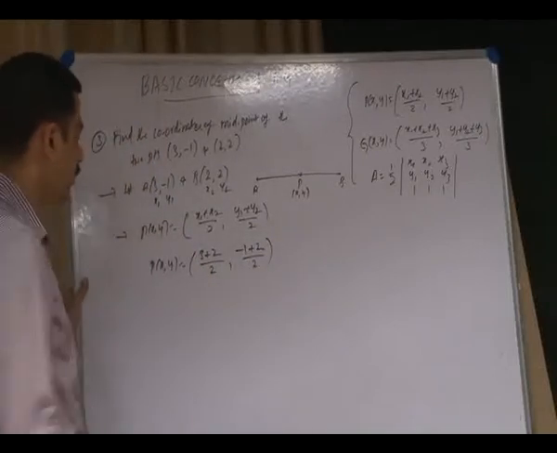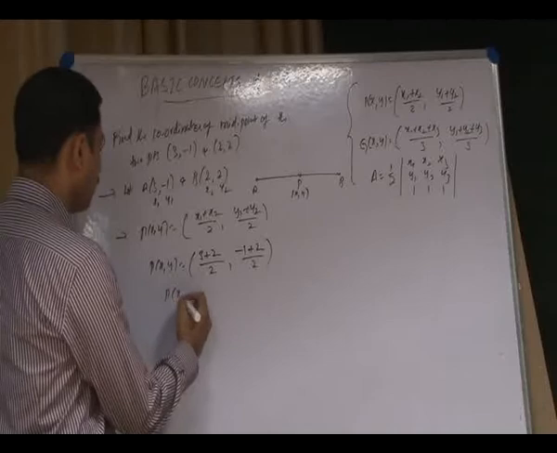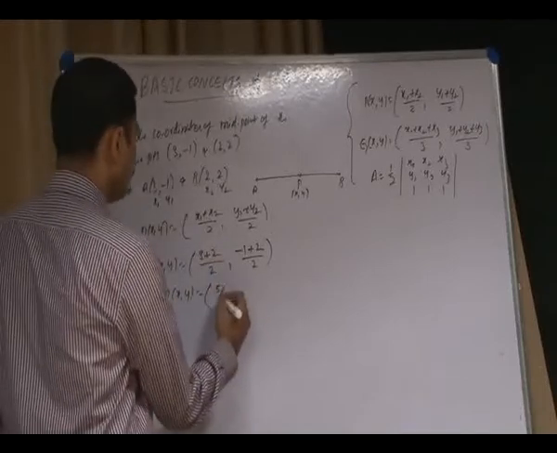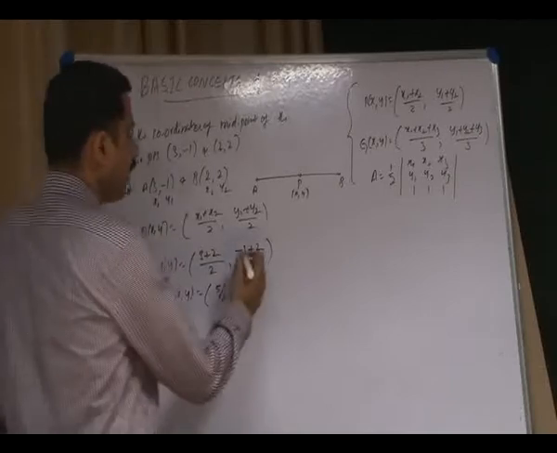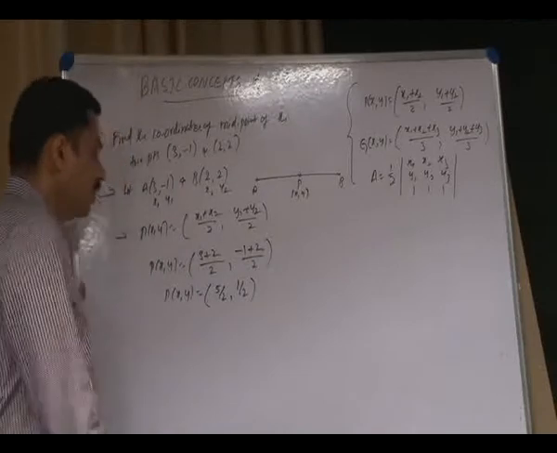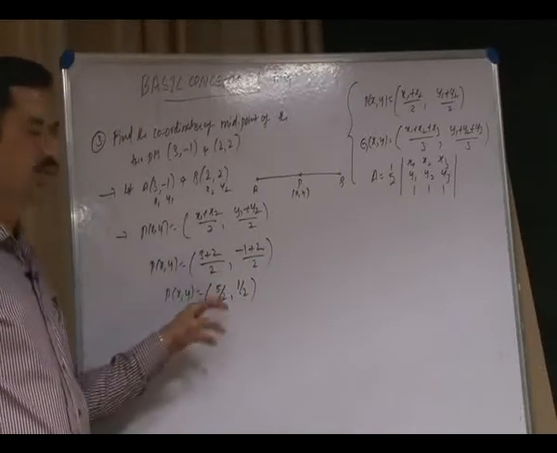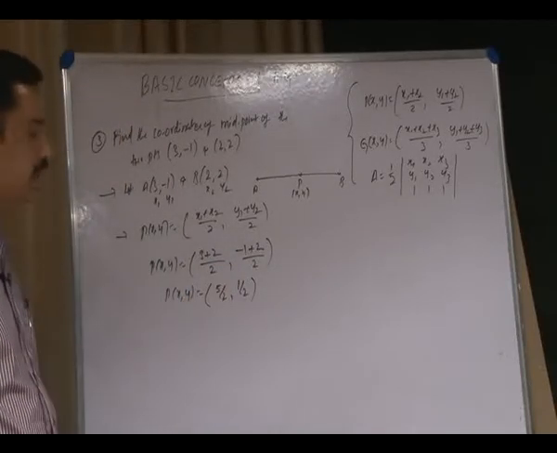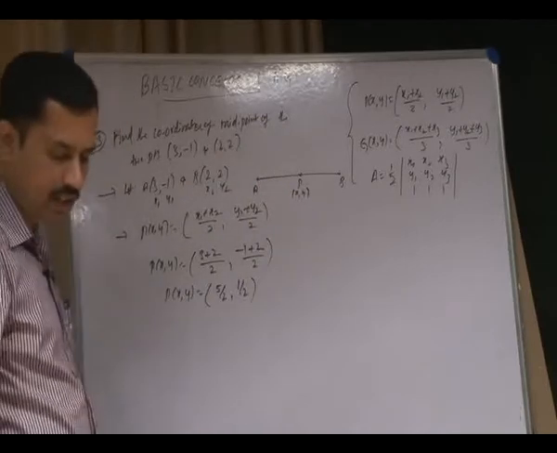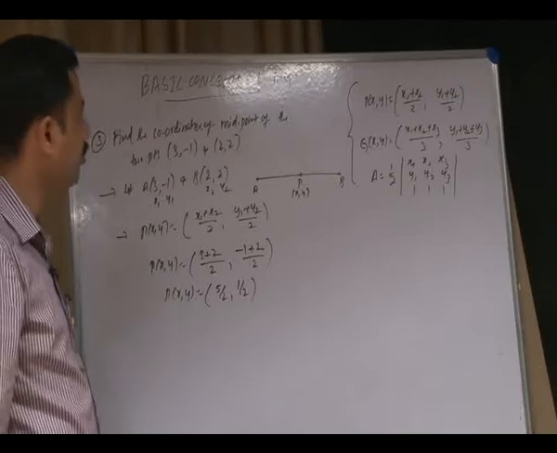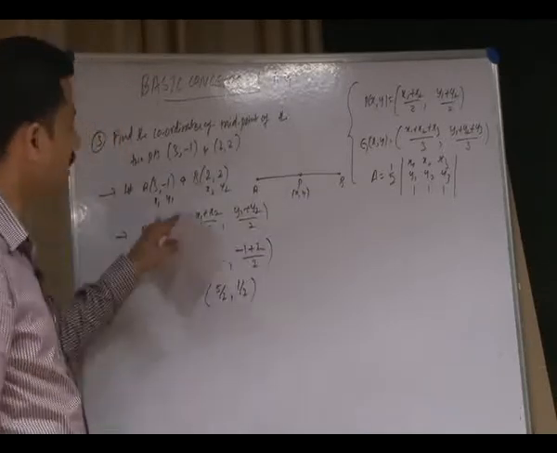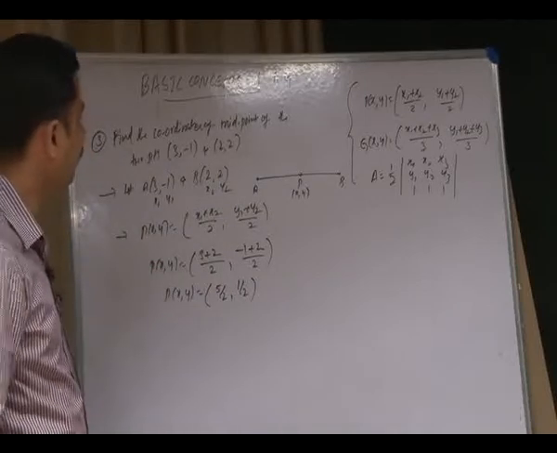On simplifying this we get the coordinates of midpoint P x comma y equal to 3 plus 2 is 5 divided by 2, and minus 1 plus 2 is plus 1 divided by 2. So, the coordinates are 5 by 2 and 1 by 2. These two are the coordinates of the midpoint P here. So, like this you can find the coordinates of the midpoint of the line joining two points by using the midpoint formula. This is a very simple equation.